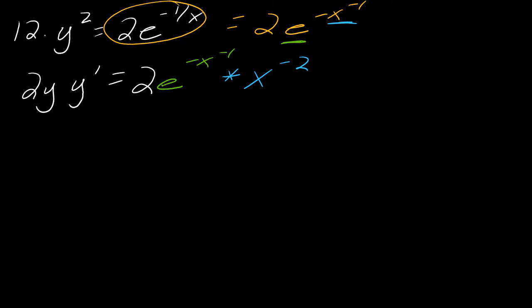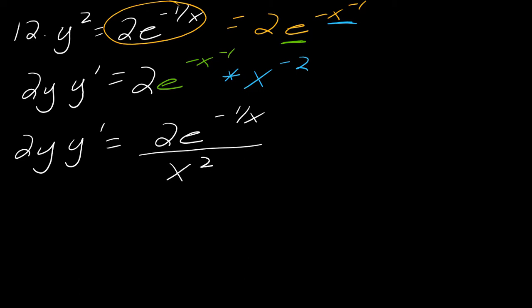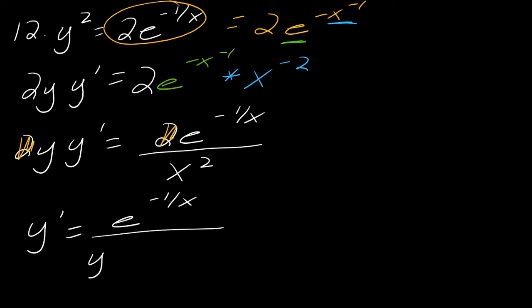Okay, so now I've got to simplify some of this. So I've got 2y times y prime equals 2e. I'll rewrite this as negative 1 over x, and then I guess I could write this over x squared. So now from here, you can see you can divide out the 2's on each side, so I can go ahead and cross these out. And then all I have to do is divide by this y here. So my final answer will be y prime equals e to the negative 1 over x over yx squared. And that would be the answer.